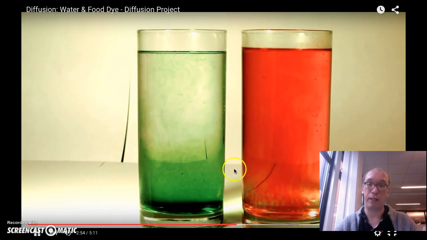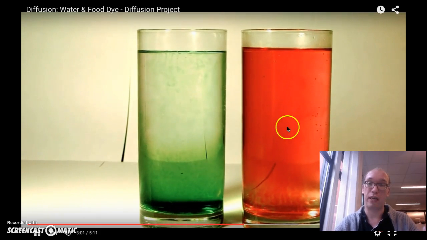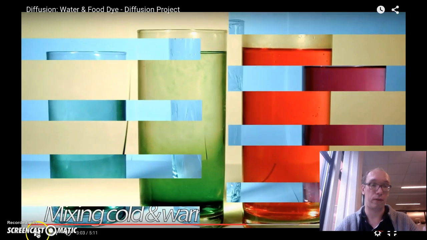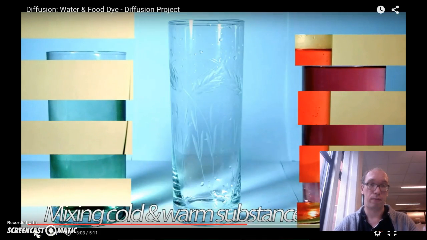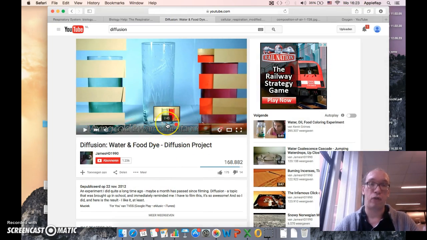And here you see there is a plug of food coloring on the bottom in the cold glass and the hot glass. It all diffused. So now it's going on. If you would like to, you can have a look at it, and he explains some more about it.